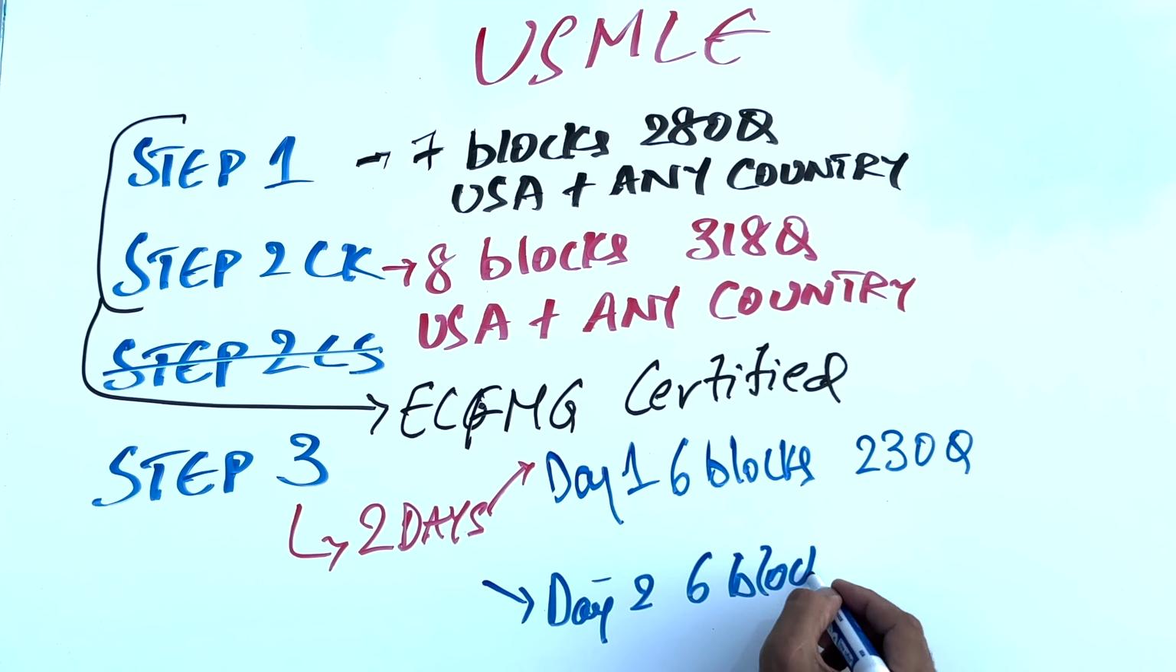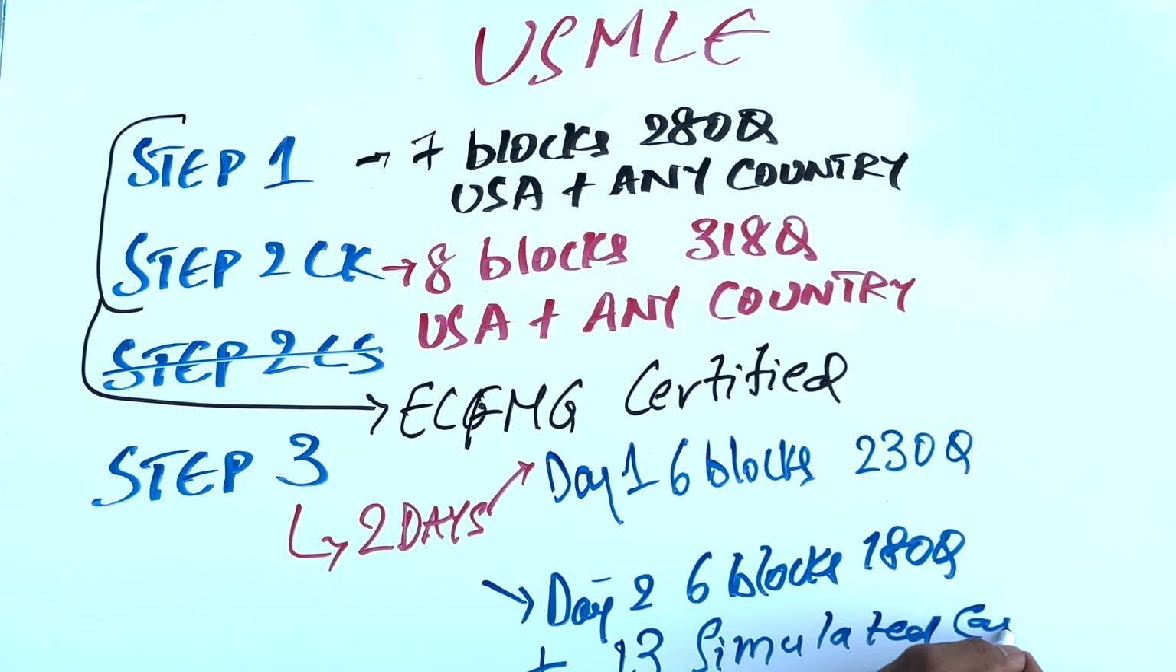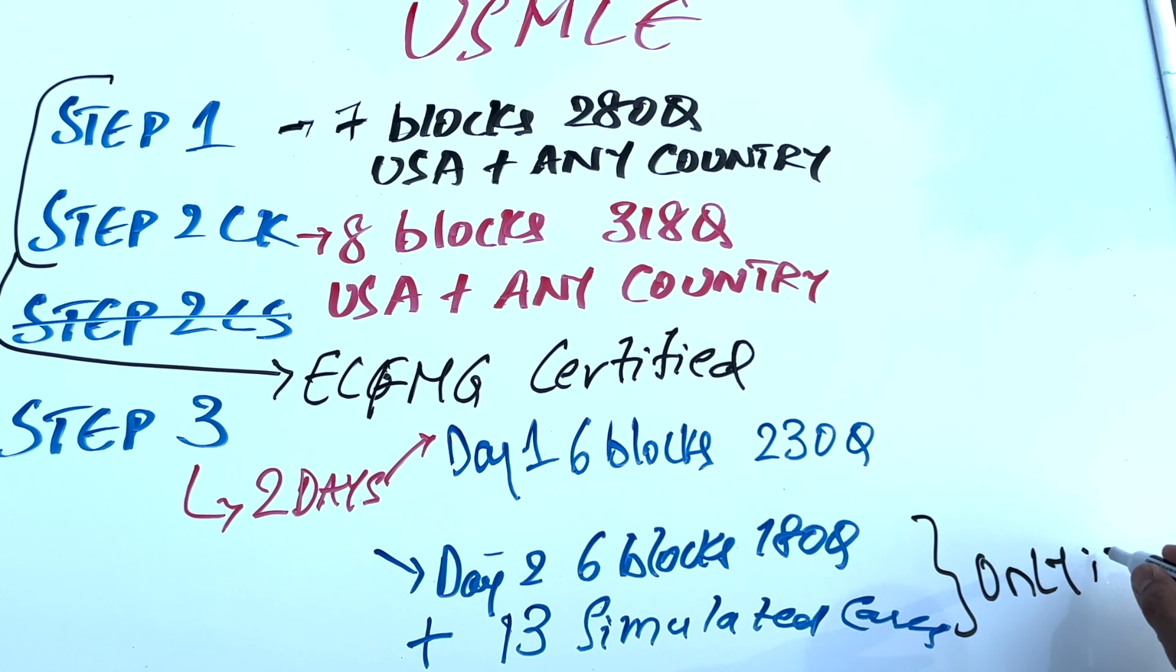This day of testing includes 180 multiple choice questions divided into 6 blocks of 30 items, plus a 7-minute simulated tutorial followed by 13 case simulations, each of which is allotted a maximum of 10 or 20 minutes of time for you to finish this. Now, Step 3 has to be taken in the USA. I took it in Buffalo, in New York, but you have the option of choosing at many different centers in the USA.